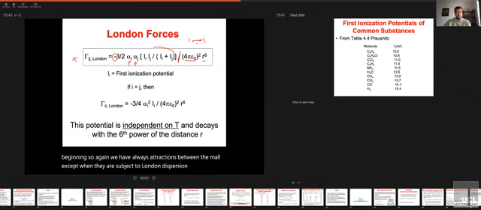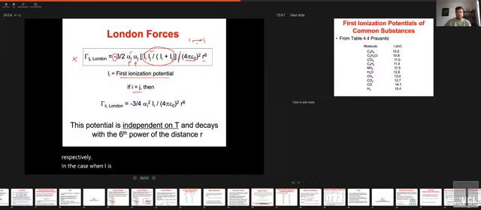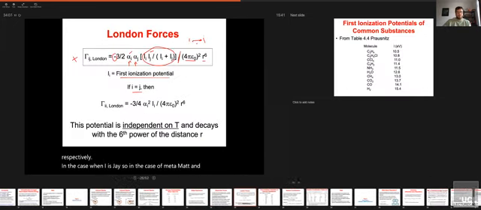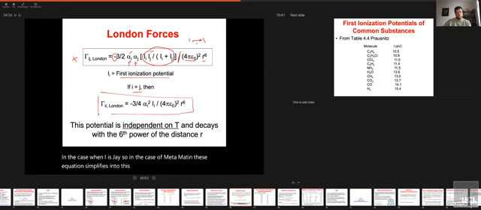Here we have some terms that describe, again, the properties of the molecules. As opposed to alpha, which was the polarizability, these I's are the first ionization potentials of molecules I and J, respectively. In the case when I is J, so in the case of methane, this equation simplifies into this one. You can convince yourself that it is pretty much the same. You have a negative sign here, the product of the square of the polarizability times the first ionization potential, and then in the denominator, the sixth power of the distance.